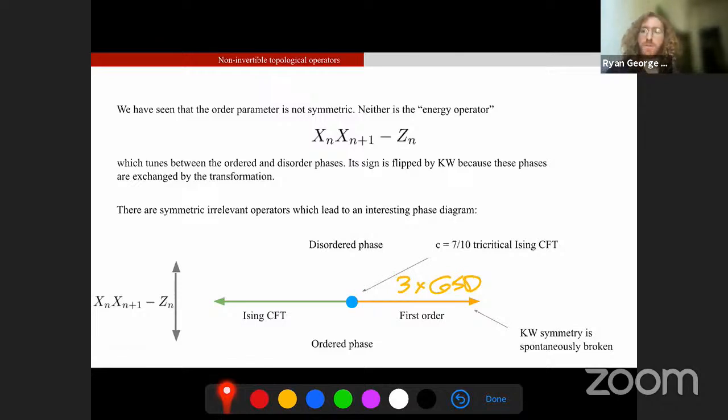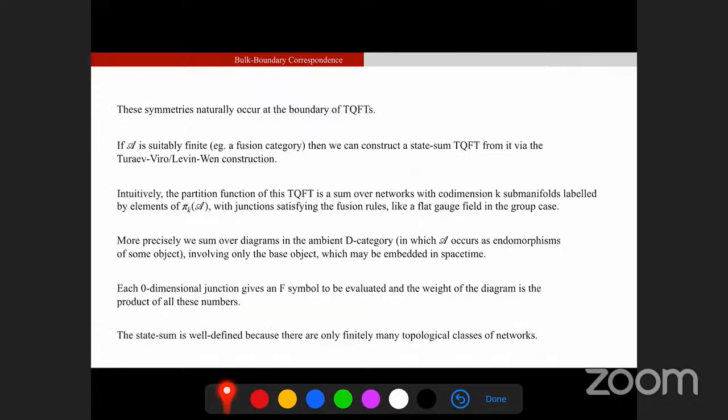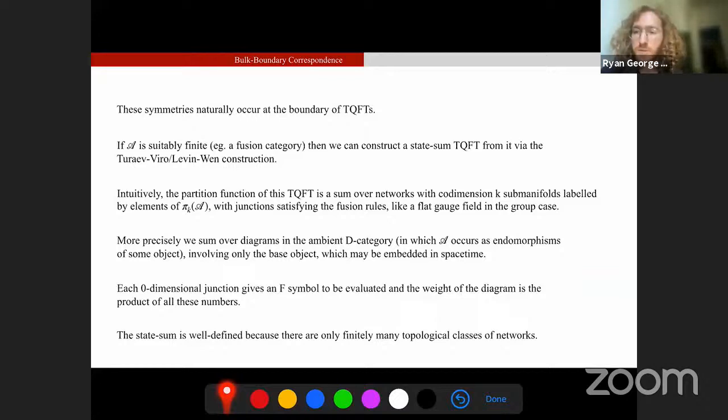Maybe not. So in the last bit of the talk, I'm going to talk a little bit about the bulk-boundary correspondence. So this applies when we have a finite set of topological lines that we're studying. Of course, if we have a finite set that's closed under the fusion product, then we can study that on its own. And those sorts of categorical symmetries occur naturally at the boundary of topological field theories.